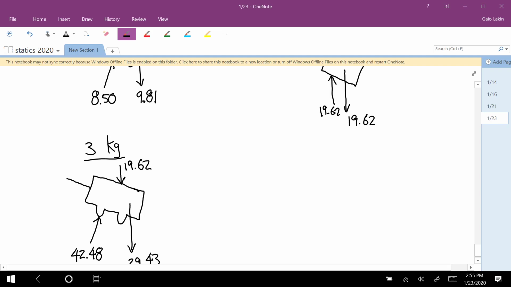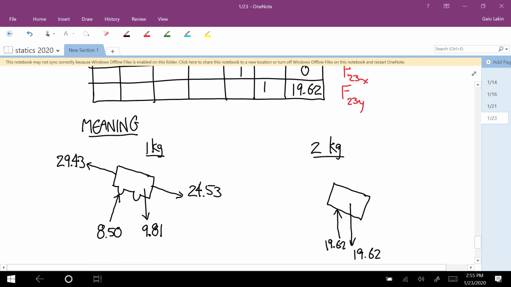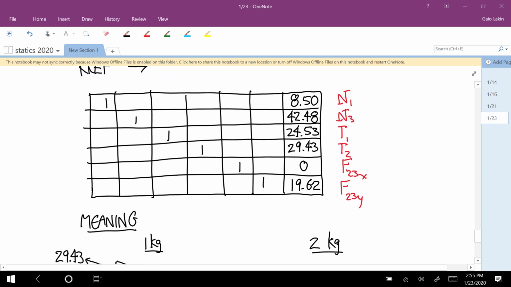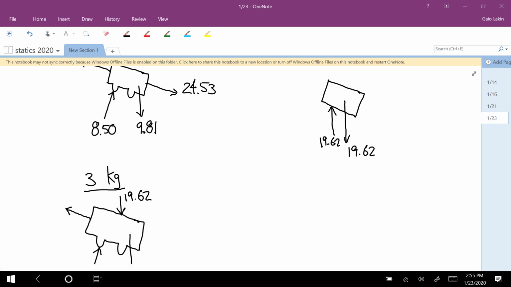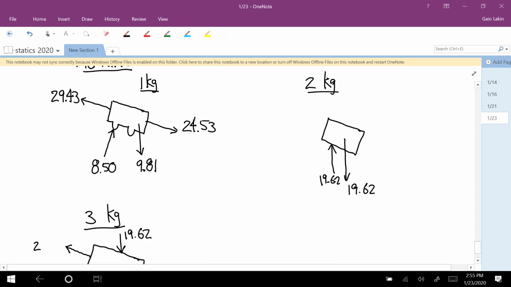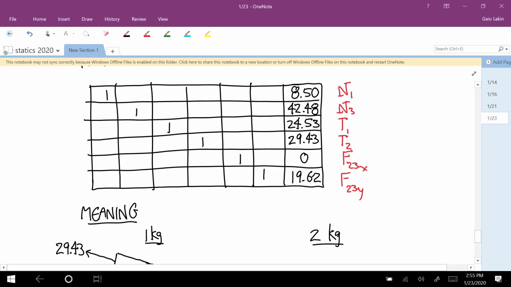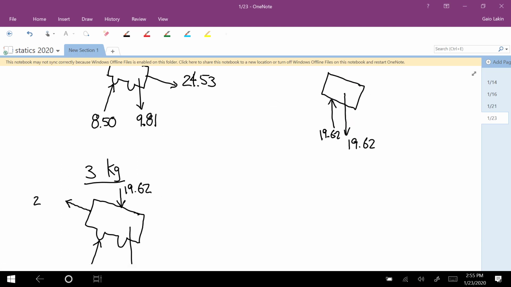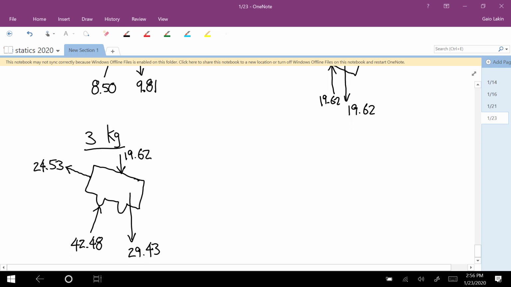And then you have the cable force T2, 29.43. Wait, T1, 24.53. Okay. Well, let's stop there for the day.